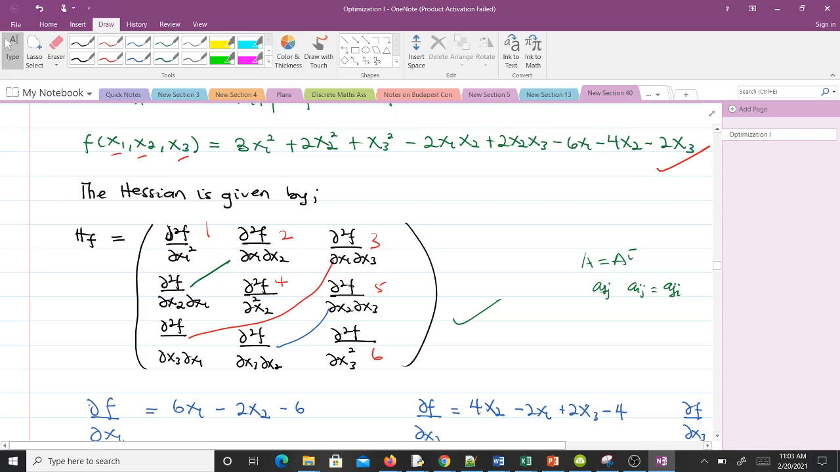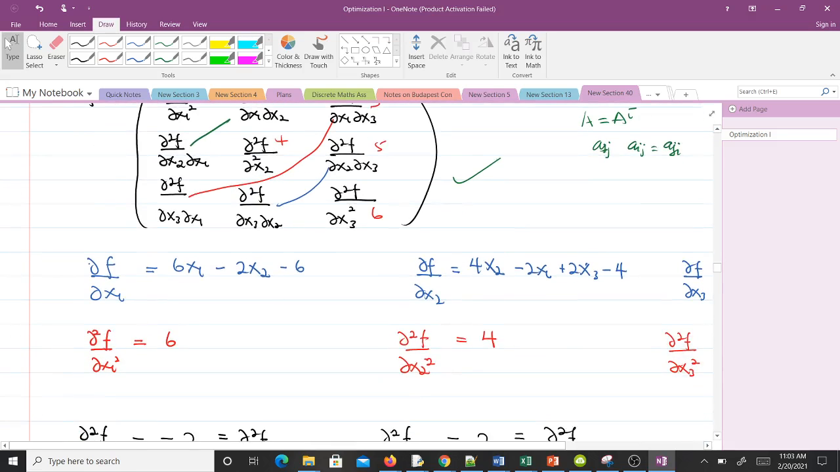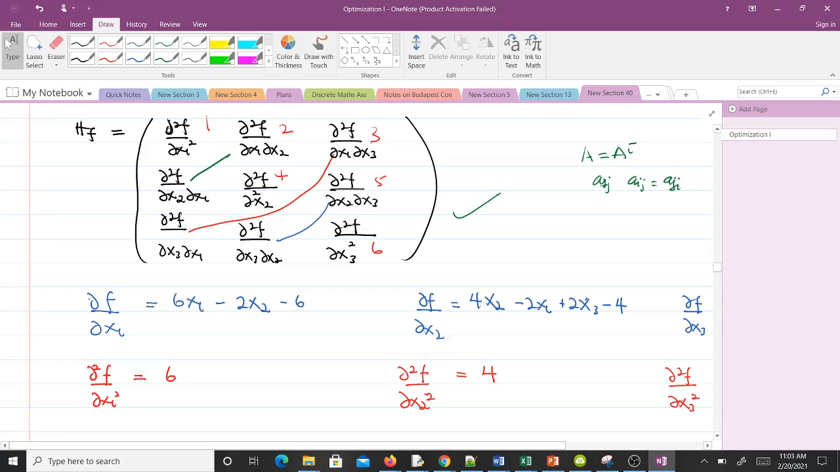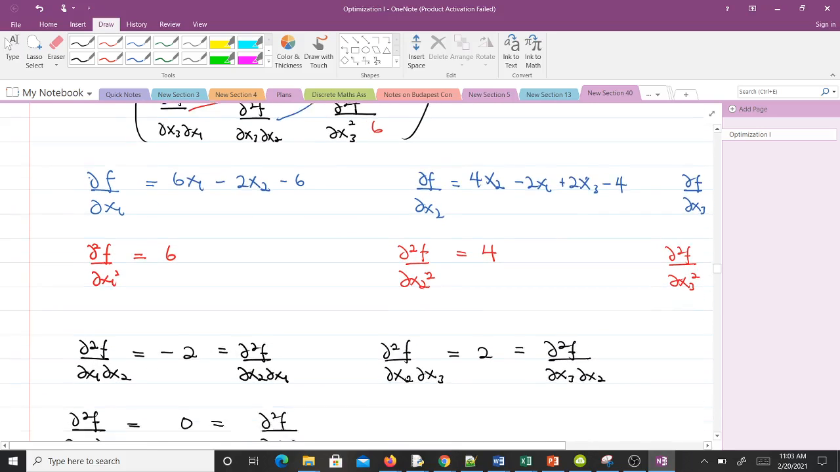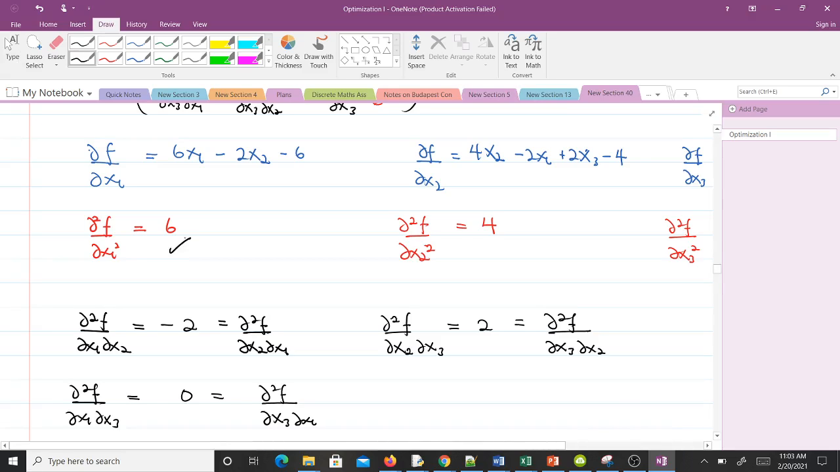So there's our function. We find the partial derivative of f with respect to x1, and that gives us 6x1 minus 2x2 minus 6. When we find the second derivative of it, that gives us 6. If we find del squared f over del x1 del x2, we get negative 2, which is here, and it is the same as del squared f over del x2 del x1. Based on Clairaut's rule in our math methods course, our matrix is symmetric, so Aij is the same as Aji. Then when you differentiate this with respect to x3, you get 0, which is equal to this.